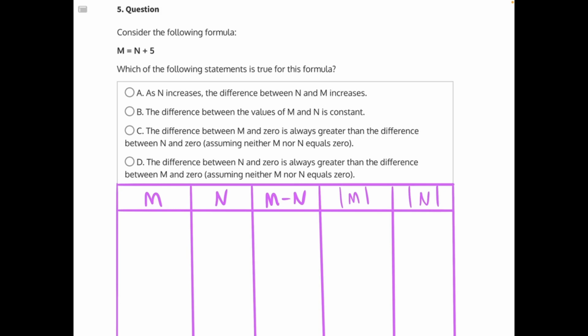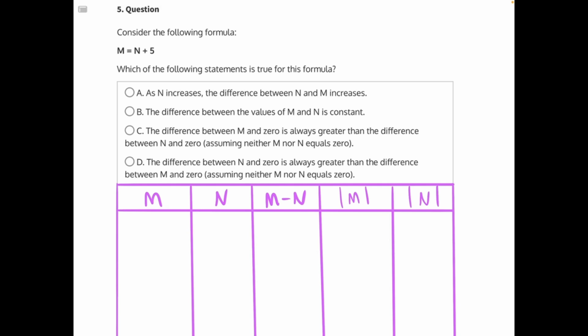Consider the following formula. Which of the following statements is true for this formula? Like the other questions on this test, this question is asking you to analyze the relationship between these two variables within this function. However, unlike the other questions on this test so far, graphing is not a viable option for telling which of these statements are true and false. Instead, there's two different ways to get to the correct answer.